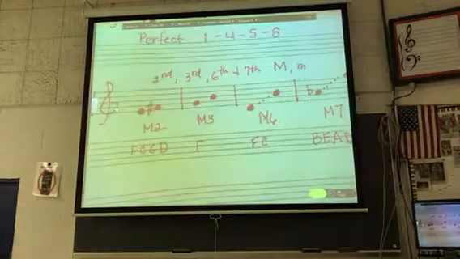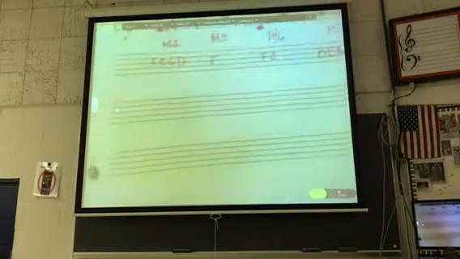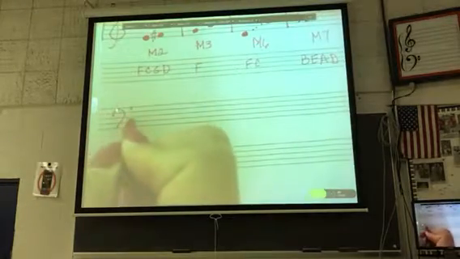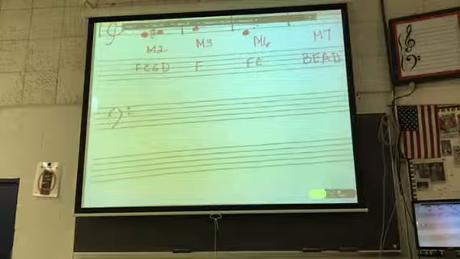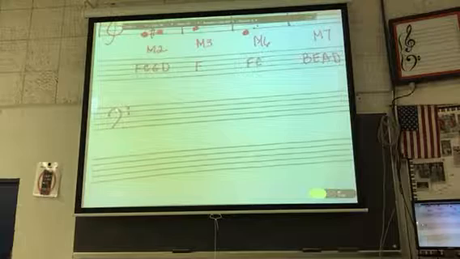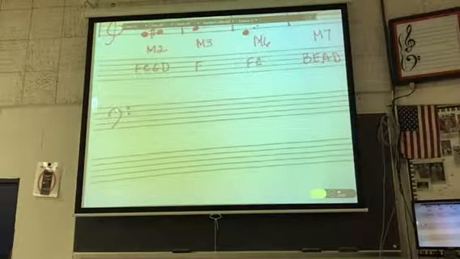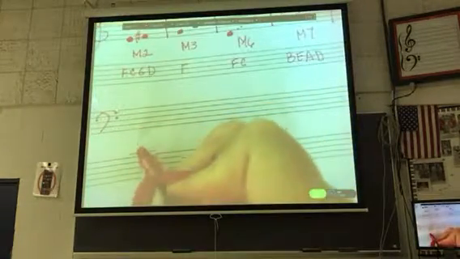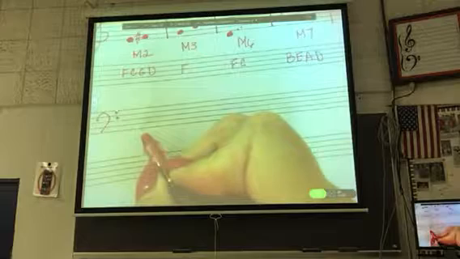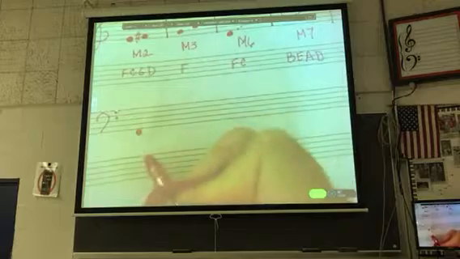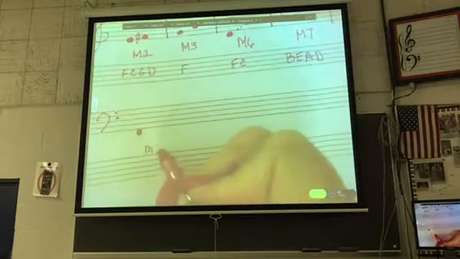Now, how would I make something minor? First off, I'm going to go in bass clef. A perfect interval will never ever be minor. So fourths and fifths can't be minor. But seconds, thirds, sixths, and sevenths can. So this time, starting on, let's say an F. Remember, I'm in bass clef. I want a minor sixth.